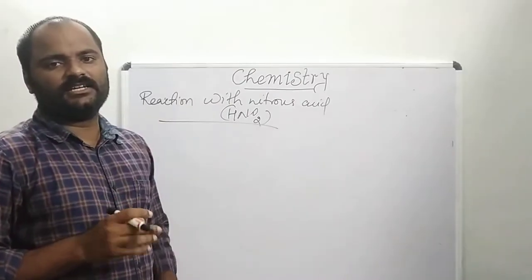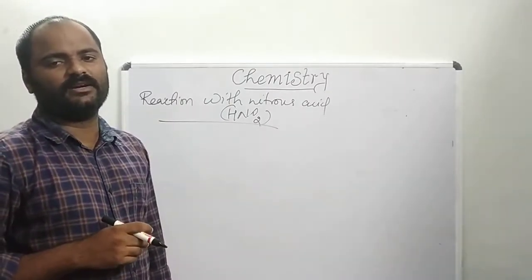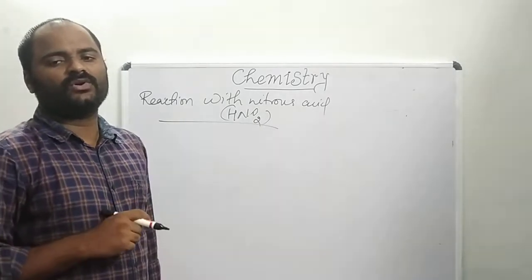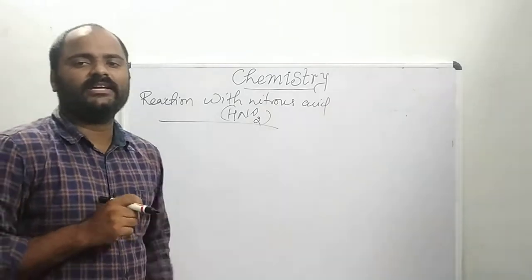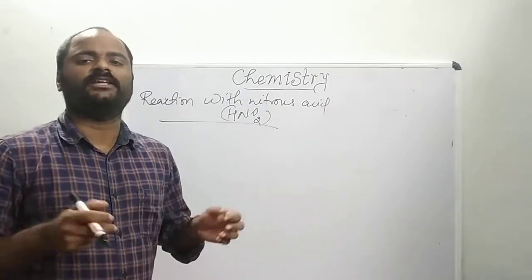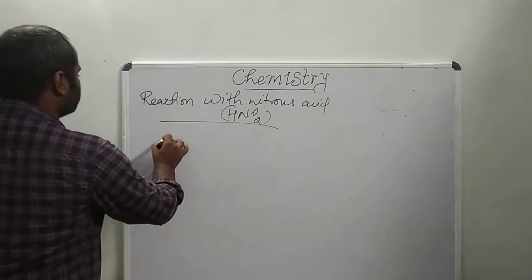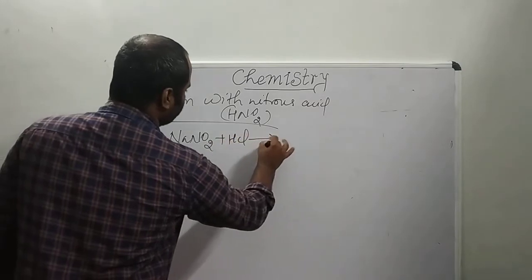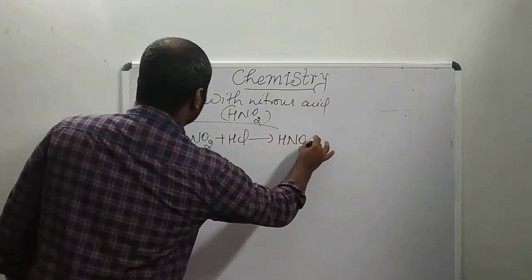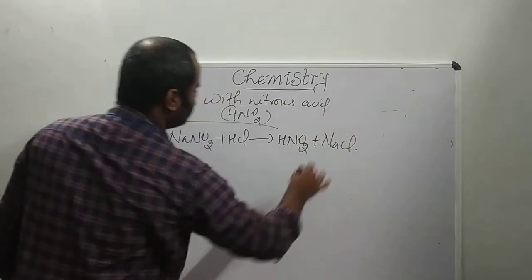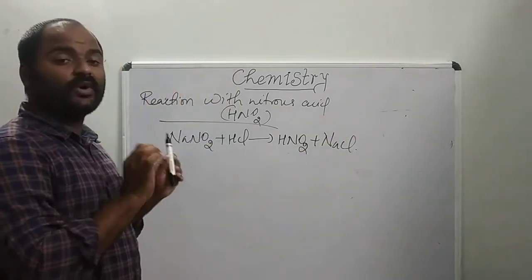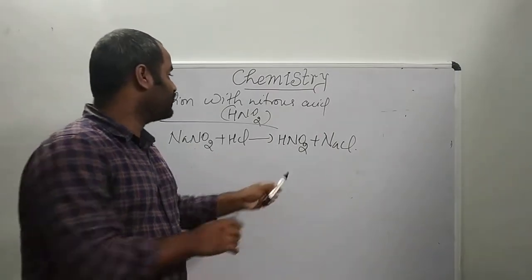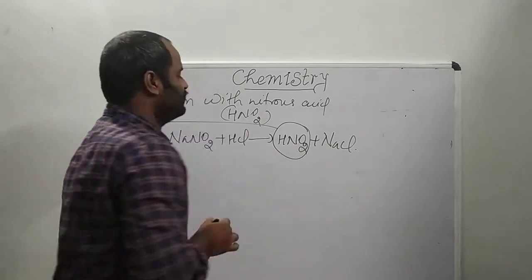Nitrous acid is an unstable compound, so it is very difficult to store in the laboratory. So we prepare this nitrous acid in situ. That means we prepare this compound freshly. On reaction of NaNO2 and HCl, we prepare nitrous acid, HNO2, and NaCl. So when NaNO2, sodium nitrite, reacts with HCl, you get this nitrous acid.